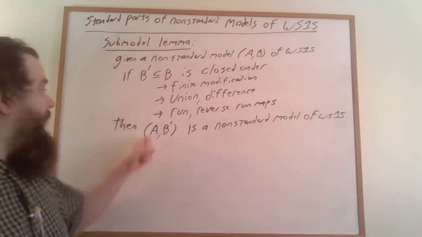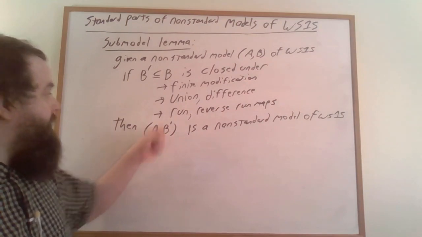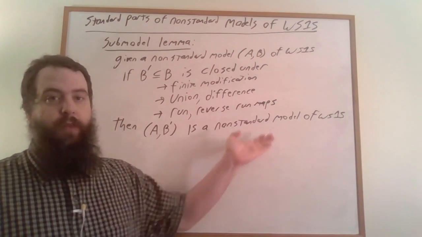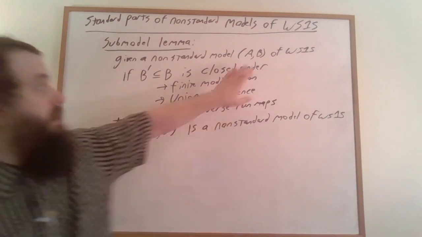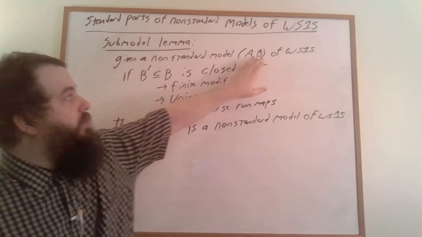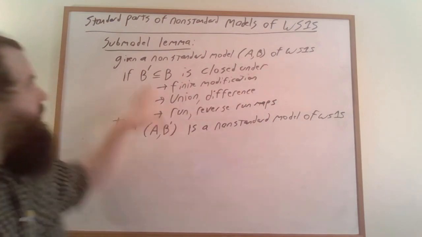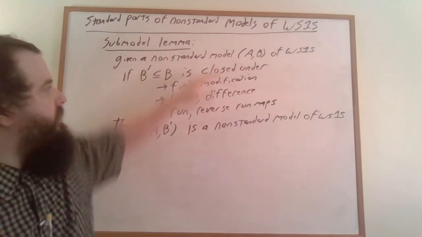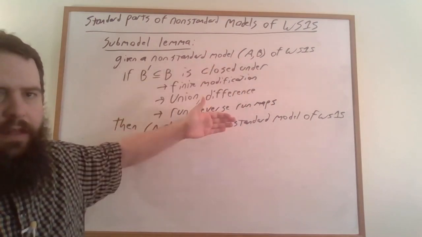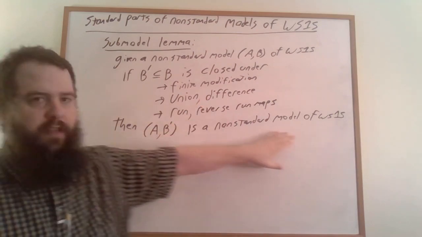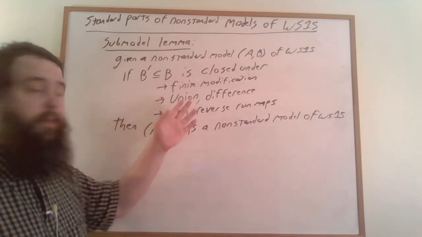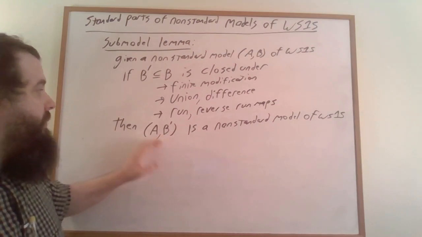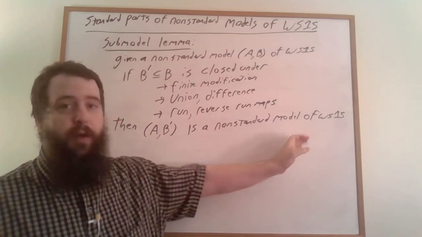Then I claim that A, along with this subset of the second order elements, is also a non-standard model of weak S1S. That is, we've taken our original model and we've thrown out all of the second order elements that aren't in B prime, that aren't in this smaller collection that's closed under the things that, of course, it has to be closed under in order to get a non-standard model. If we throw those elements out and just have this smaller collection of second order elements, then we still have a non-standard model of weak S1S.